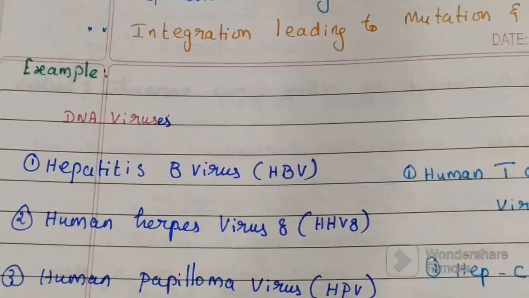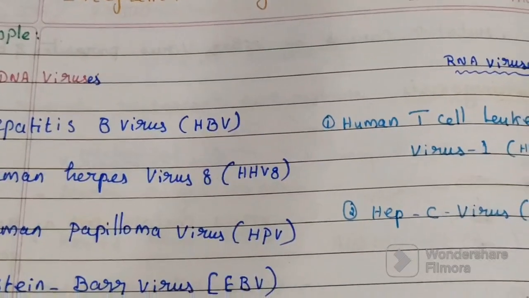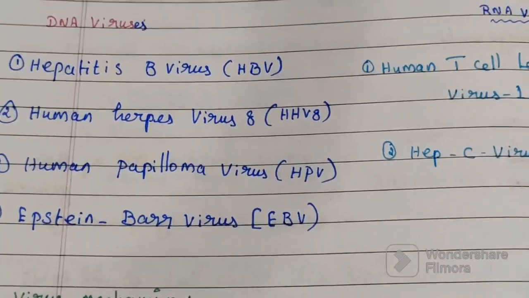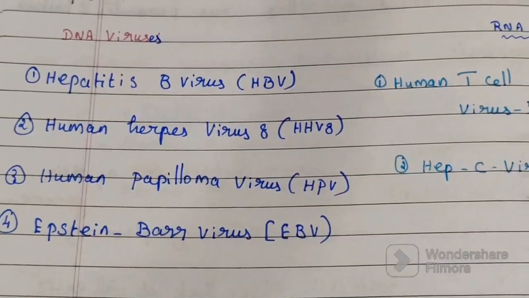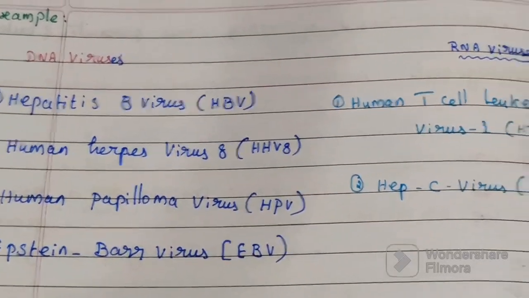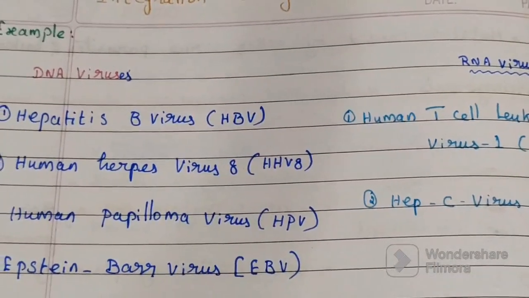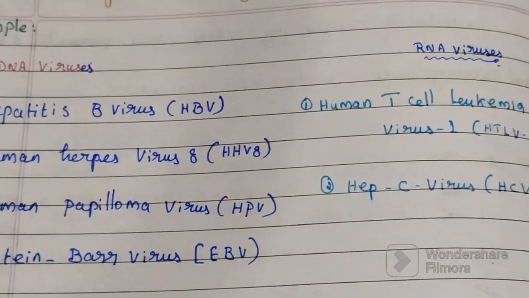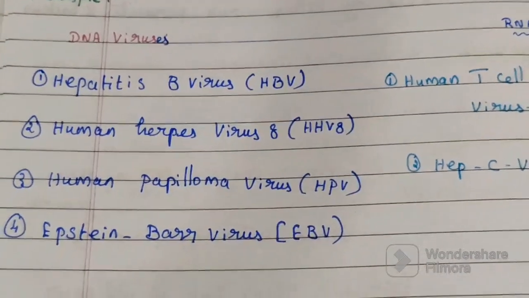Examples of DNA viruses: there are only 4 DNA viruses which cause cancer. These viruses are called oncogenic or carcinogenic viruses. RNA viruses too cause cancer. DNA viruses 4, RNA viruses 2, totally 6 viruses cause cancer. So what are the 4 DNA viruses?